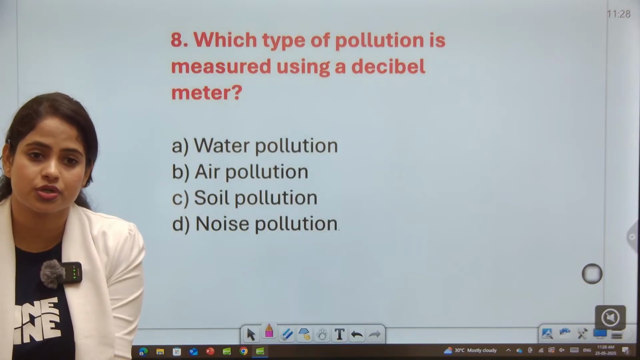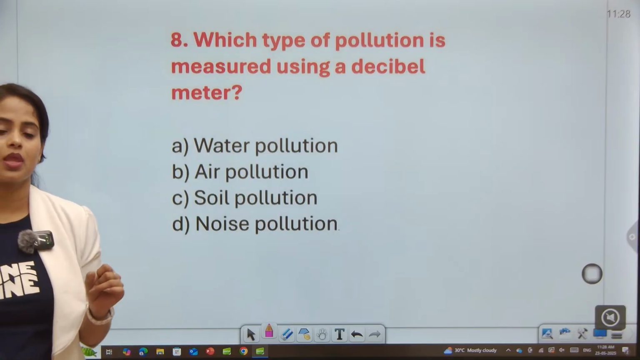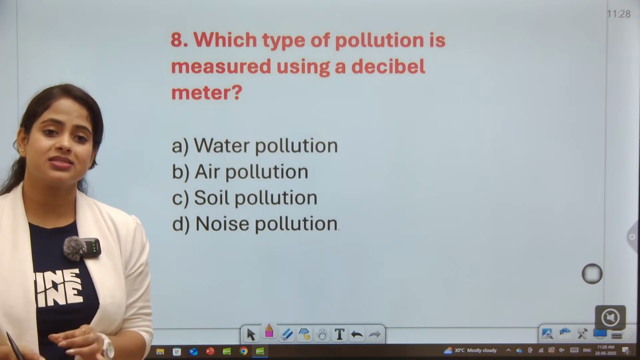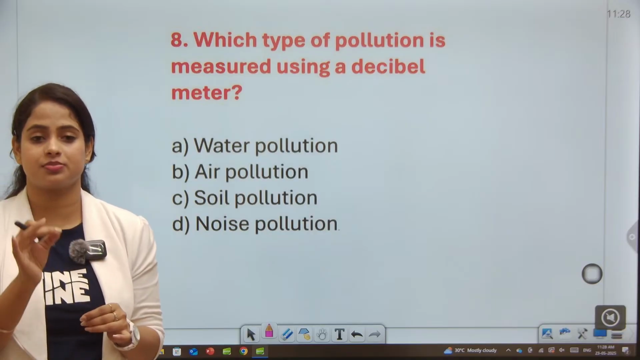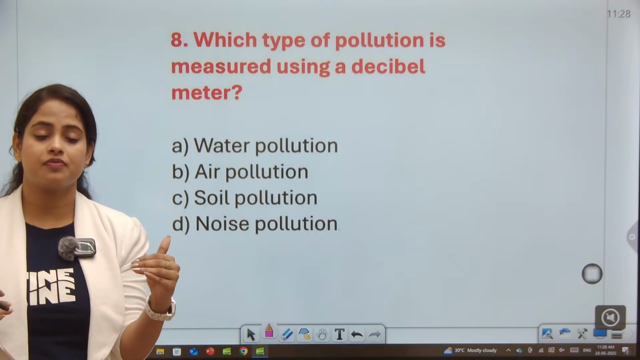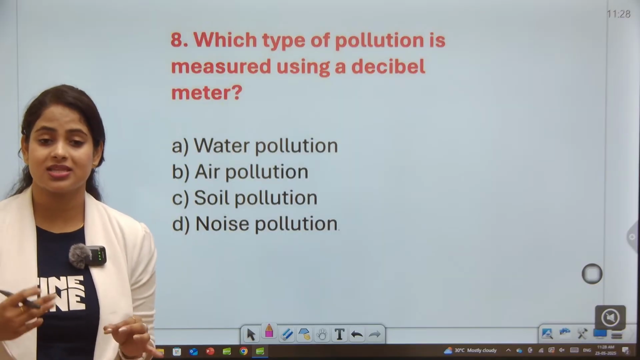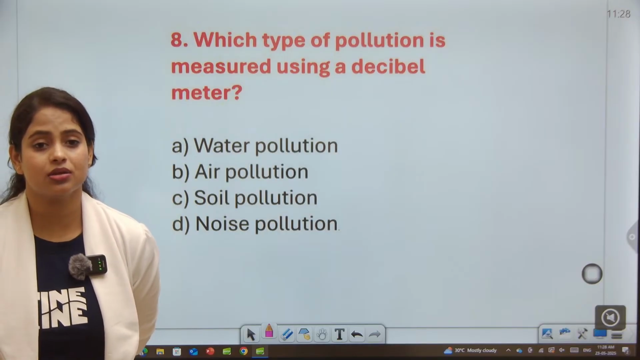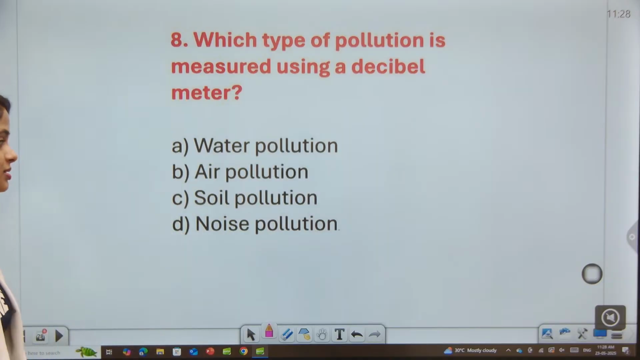Which type of pollution is measured using a decibel meter? Is it water pollution, air pollution, soil pollution or noise pollution? When I was briefing types of pollution, I already told you where decibel is used. So without any second thought, please give me the answer in the comment section. Very good. That leads to noise pollution.